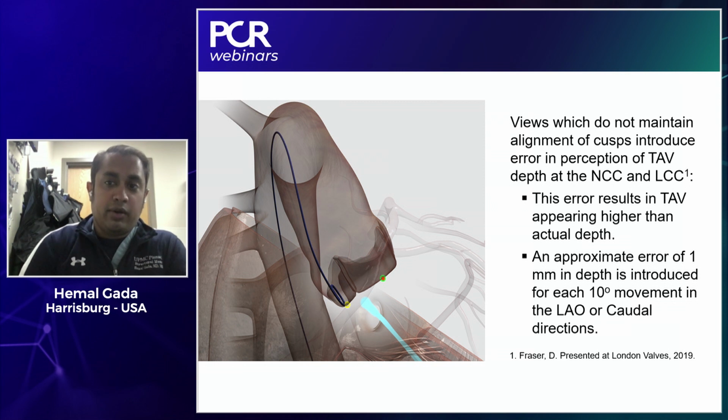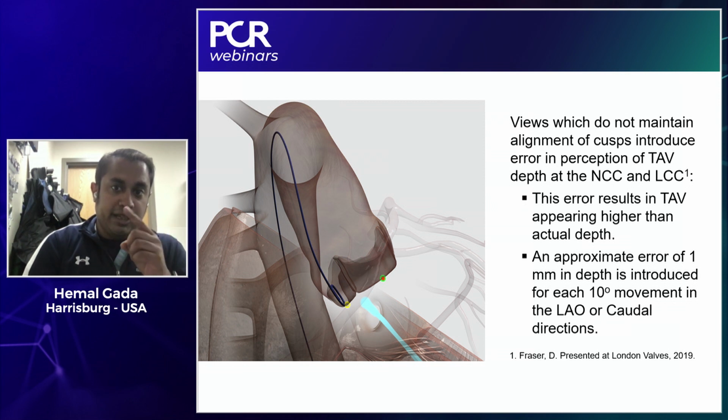In addition, and this is something that we'll get back to when we're flipping between views, it is really important to understand exactly what we're looking at in each individual view. So as far as the cusp overlap view is concerned, this is going to illuminate our transcatheter heart valve depth in relation to the insertion of the non-coronary cusp. That's really all we're trying to do there.